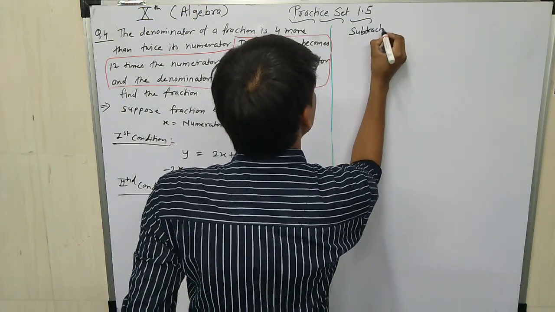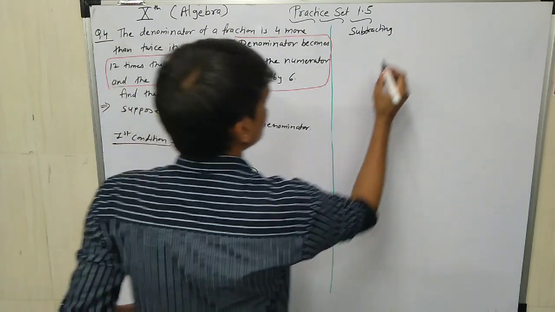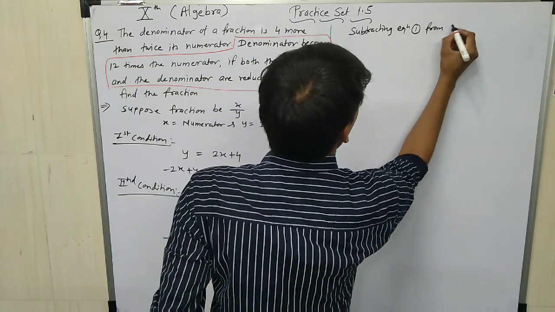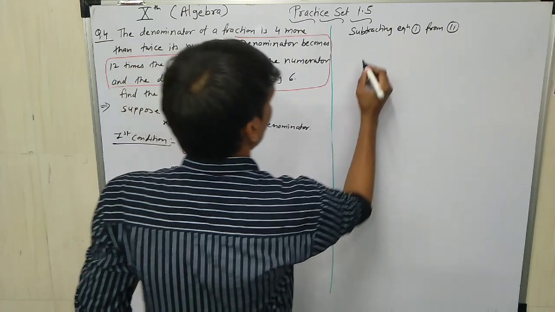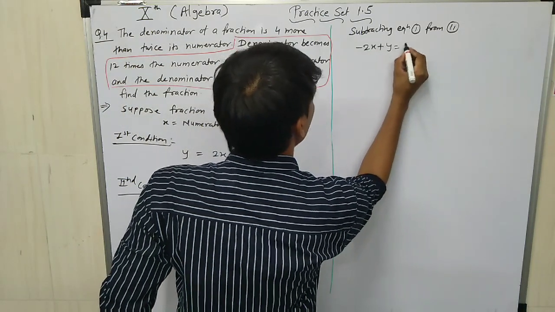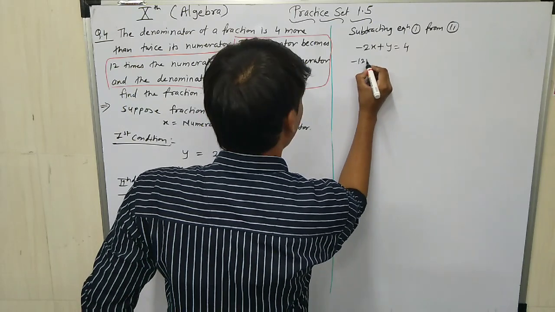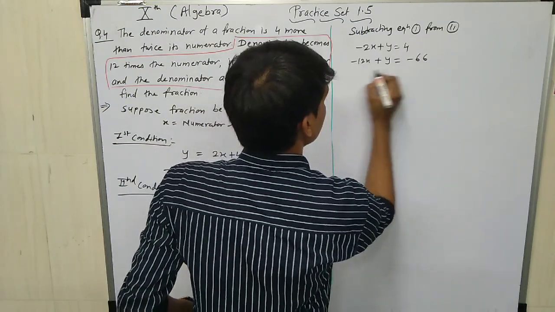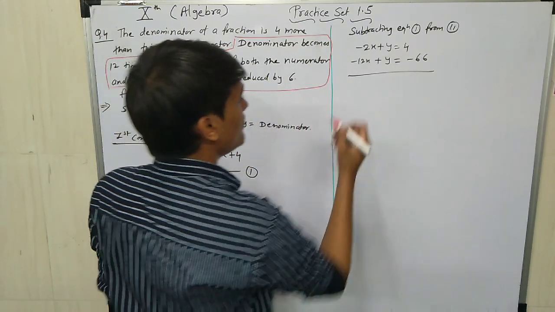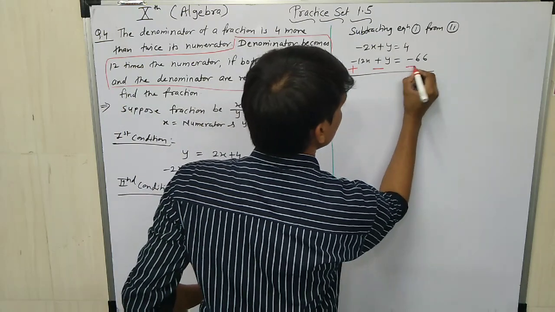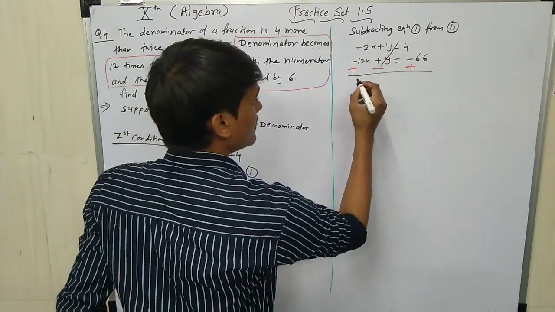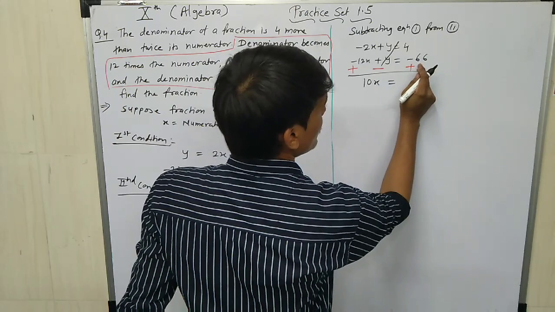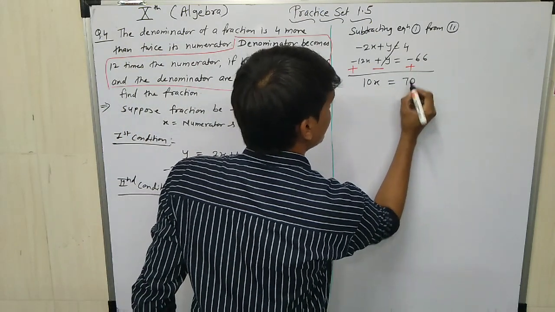Subtracting equation 1 from 2. What is the first? Minus 2x plus y is equal to 4. Minus 12x plus y is equal to minus 66. Subtracting, the sign will be changed. There is plus, this is minus, this is plus. Got it? This is cancelled. Plus 12x minus 2x is 10x is equal to plus 66 and plus 4 is 70.